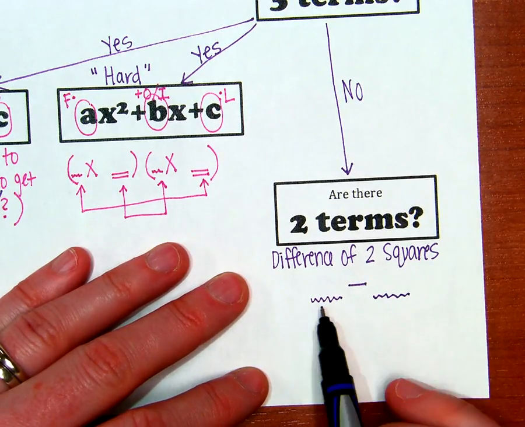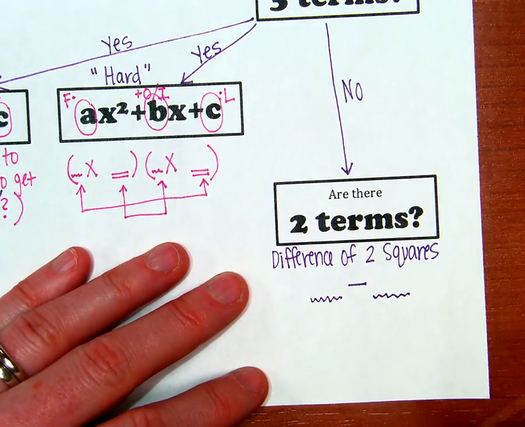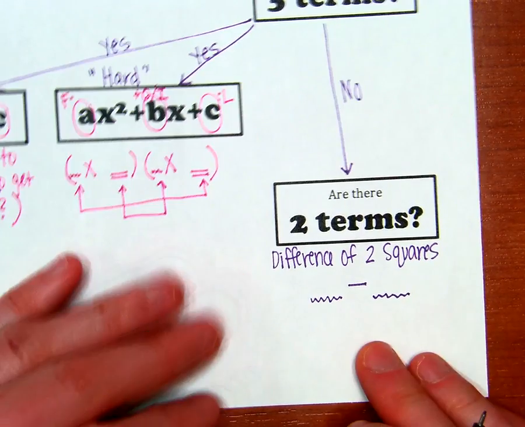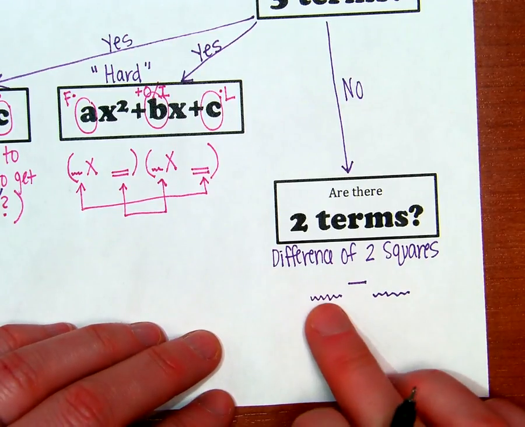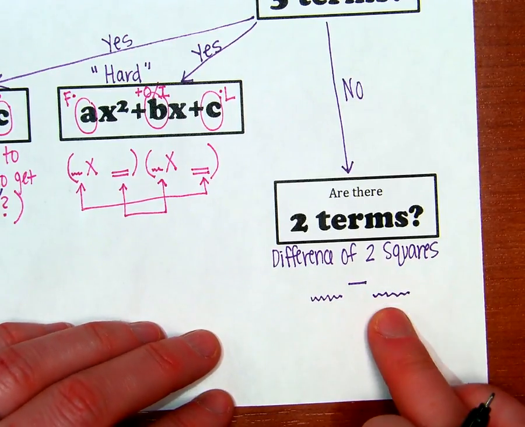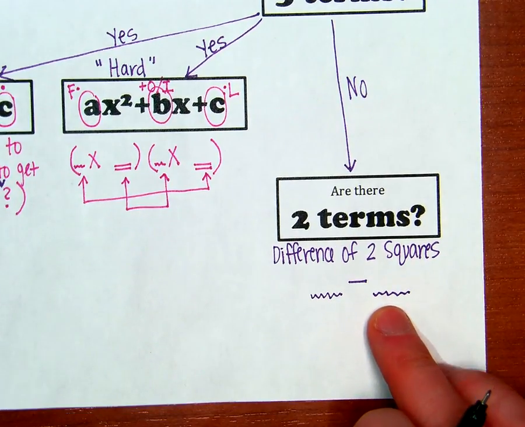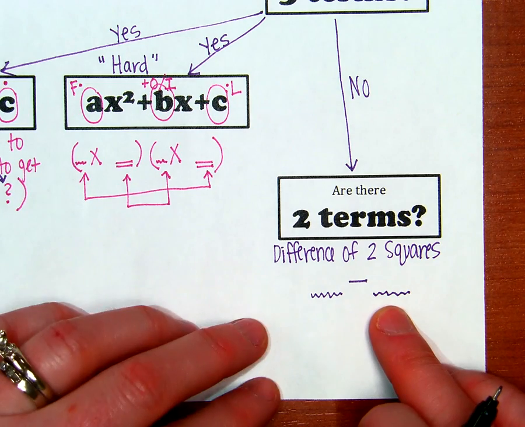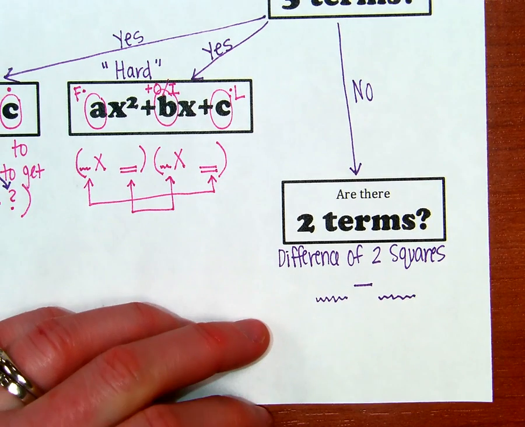Remember, our perfect squares are numbers like 1, 4, 9, 16, 25, 36, and so on. They're that pretty list. All right, but it has to be something that's on the pretty list minus something else that's on the pretty list. And your answer looks really, really similar to the other easy and hard trinomial problems.